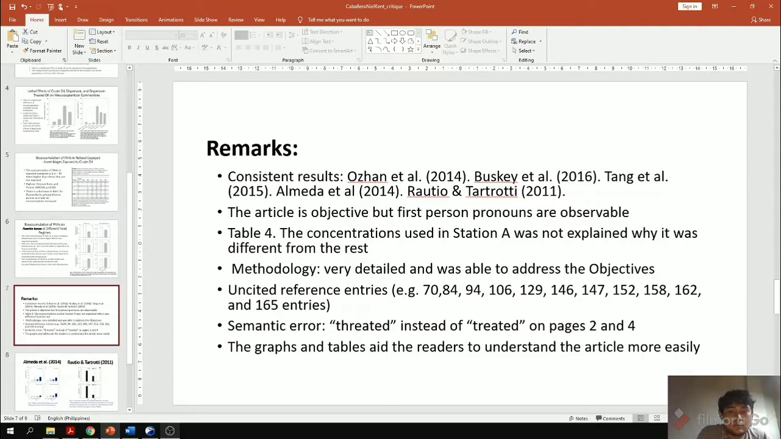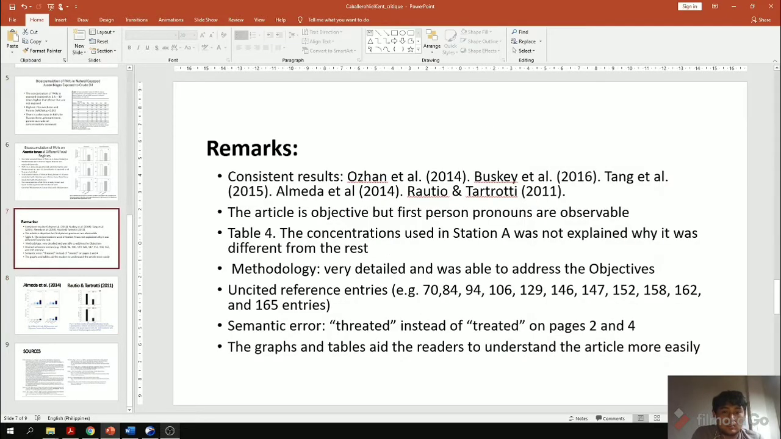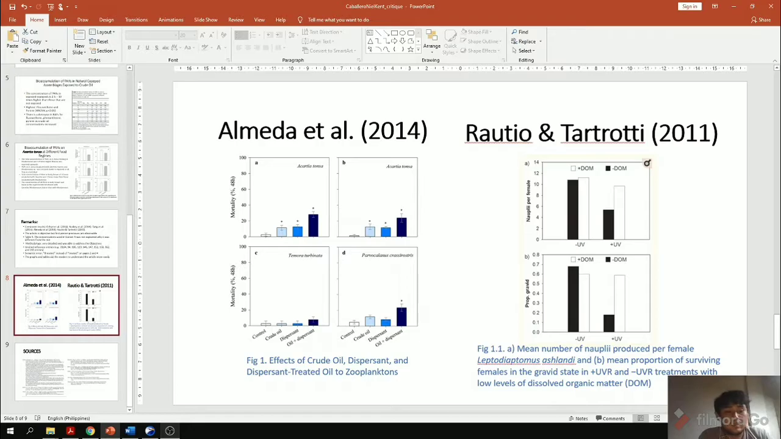Okay, so the results of the experiment were consistent with that of Ozan et al. 2014, Bosque et al. 2016, Tang et al. 2015, and Almeda et al. 2014, and lastly Rauscher and Tartarotti 2011. These were the tables or graphs from Almeda et al. and Rauscher and Tartarotti. Unfortunately, I was not able to get graphs or tables because the other researchers only stated it in their research article. No graphs or tables were present.